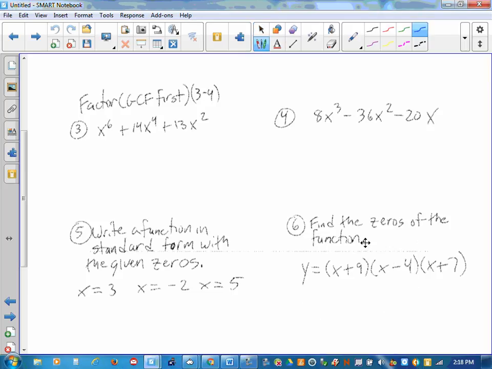It says factor, and the hint is to take out the GCF first. So we look at each of the terms, and we take out the largest possible thing that can be divided out of each term. There are no numbers in common, but there are x's in common, and x squared is the highest amount of x in common. So it's like dividing that out, or undistributing, or however you want to think about it. So we'd have x to the fourth plus 14x squared plus 13.